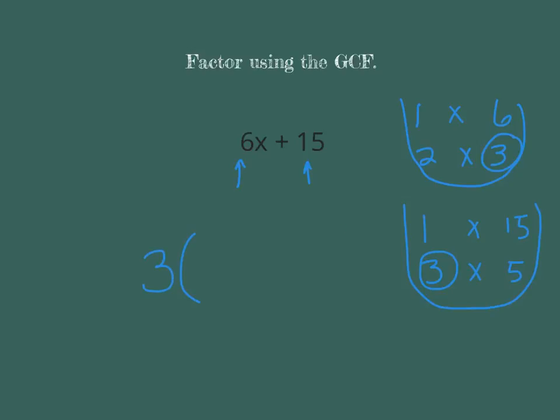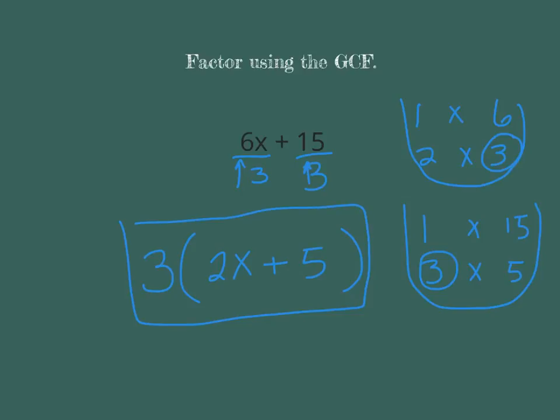So again, pull it out, put it on the outside of your parentheses. You've got 6 divided by 3 is going to be 2, so you're left with 2x. And you've got 15 divided by 3, which is going to be 5, so we're going to put plus 5. That is your factored expression.